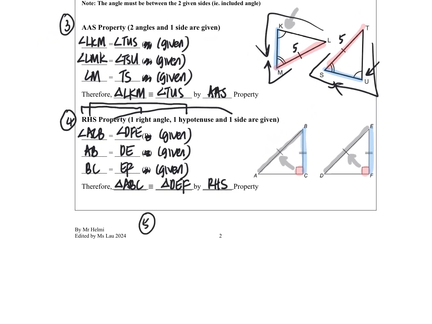You keep facing them. Okay, so lastly, triangle ABC is congruent to DEF by RHS property. Okay, this notes is missing one test, if I'm not wrong, which is the ASA test. Let's include that in. For testing 2 triangles are congruent, they give you 2 or 3 marks for it.